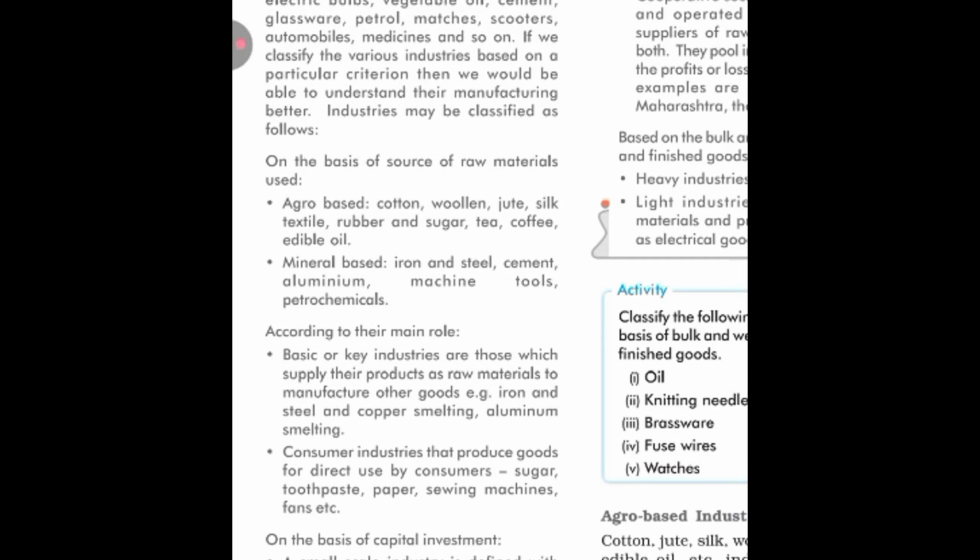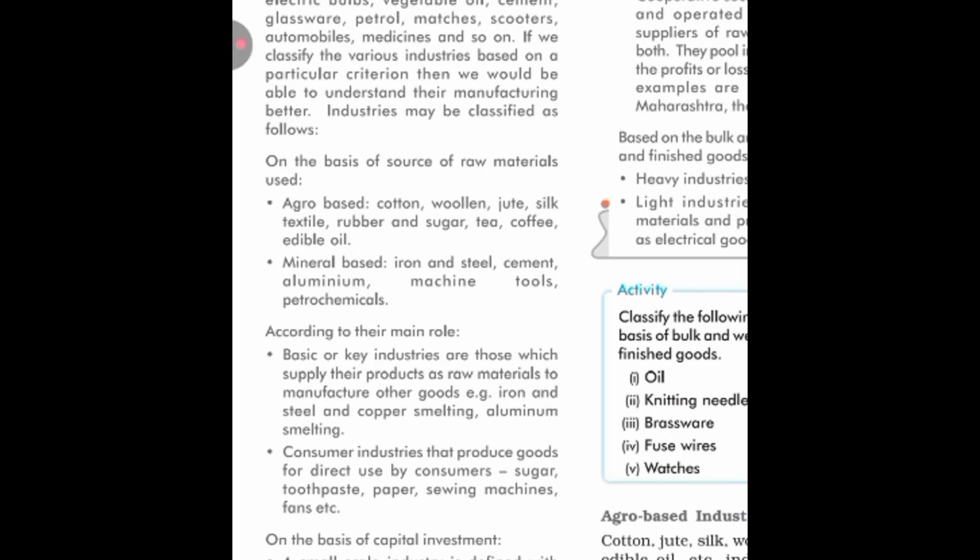Now, if it is a mineral based industry like iron and steel, the weight of the raw material decides the location. Now, if iron ore is heavy, you cannot transport it. Transportation cost is high. So you're locating your industry very near to the source of raw material.